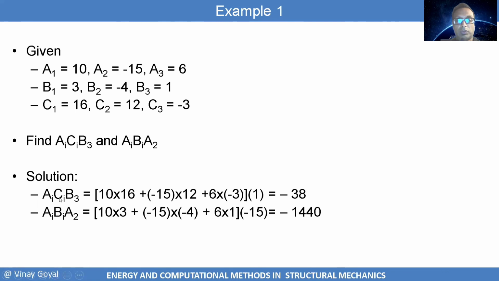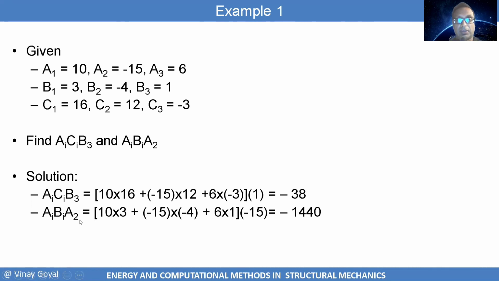So what do we do? We do summation over i. B3 is known and B3 is 1. So I can factor B3, which is 1, and then do the summation over i. Here you can see A1 is 10 and C1 is 16. So that's that, plus A2 times C2, and so I have minus 15 times 12, which is this term, and then A3 times C3, which is this term. You can see that I have completed this calculation as minus 38.